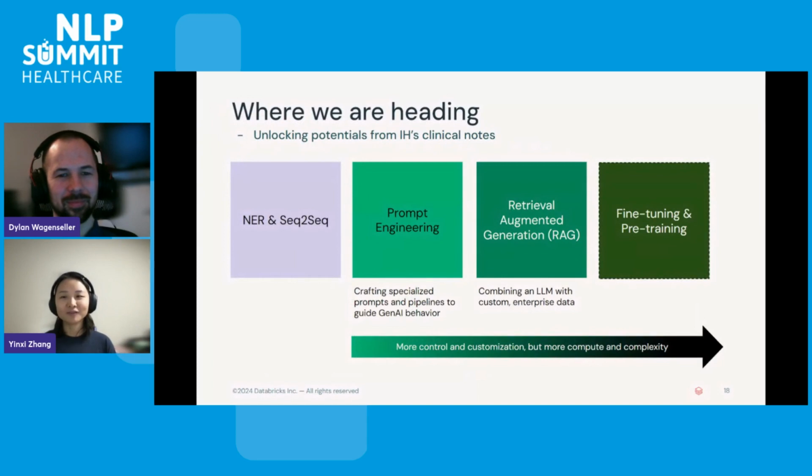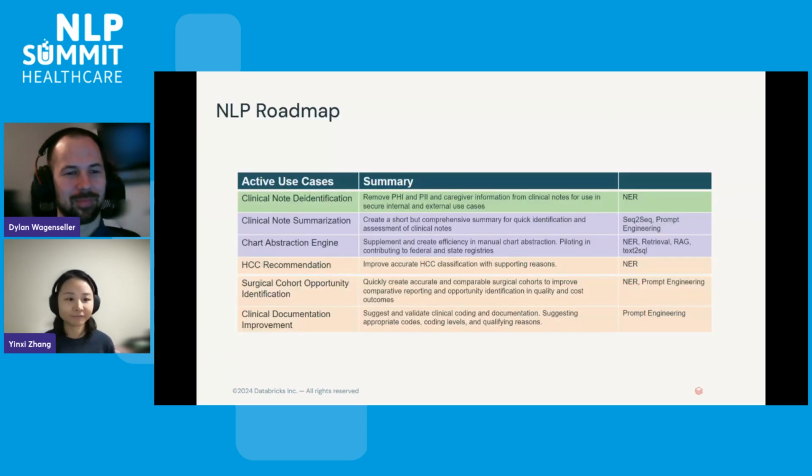Throughout the conversation, for the three main use cases, we have implemented and vetted approaches using named entity recognition and sequence-to-sequence models. Where we're heading is to explore the benefits of generative models further using prompt engineering and RAG, and also, when we get more mature, we can do fine-tuning of existing foundation models or even pre-train our own foundation model from scratch. All right, now I'll hand over back to Dylan to talk about the future NLP roadmap at Intermountain Health. Thanks, Yinxi.